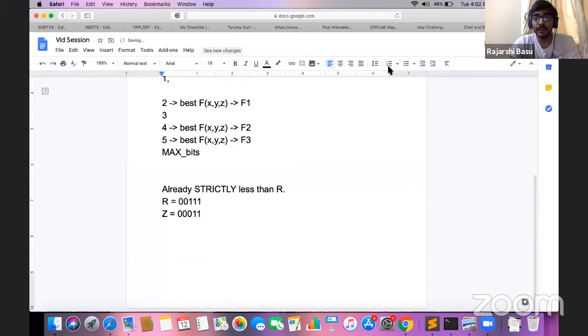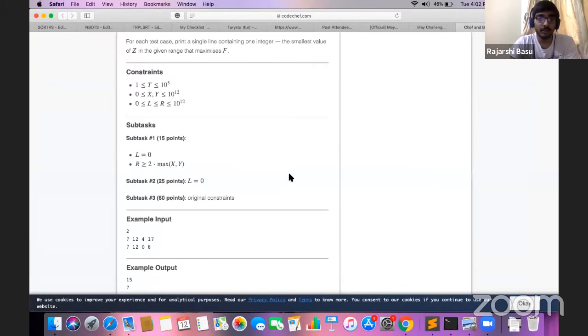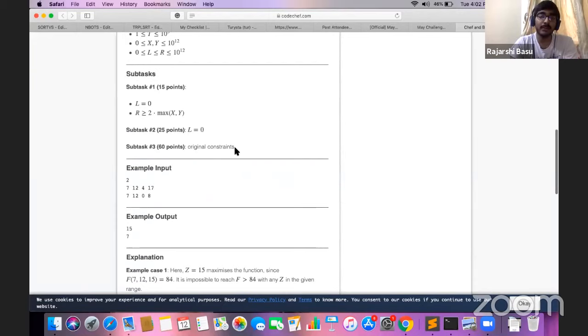So hopefully the second subtask is clear as well. Now for the last subtask, we have a lower bound as well, right? But we do a similar kind of processing.